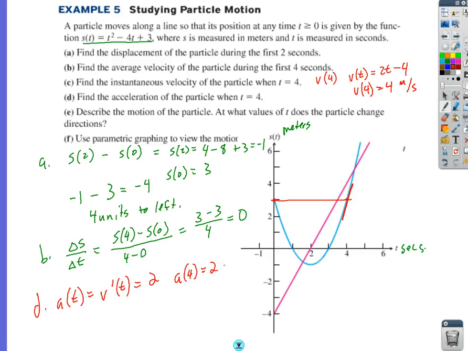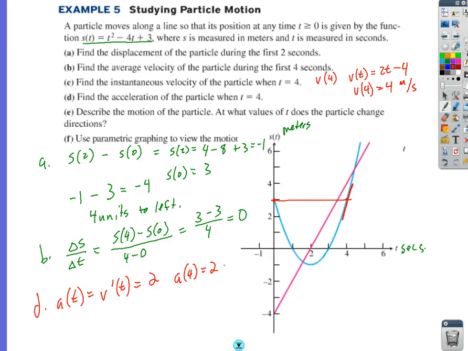Boom, there it is. Notice acceleration is just 2. Notice that acceleration at any time, doesn't matter what the time is, is going to be 2. So it's always 2. Okay? Describe the motion of the particle. At what values of t does the particle change directions?